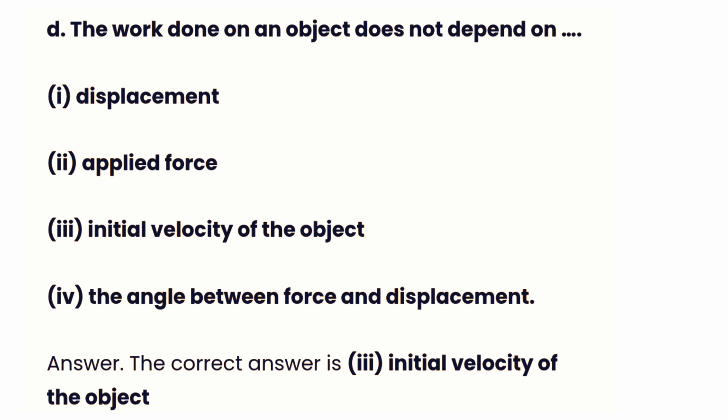D. The work done on an object does not depend on 1. Displacement, 2. Applied force, 3. Initial velocity of the object, 4. The angle between force and displacement. Answer. The correct answer is 3. Initial velocity of the object.